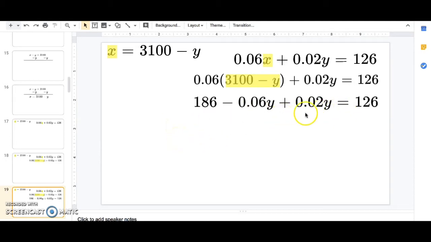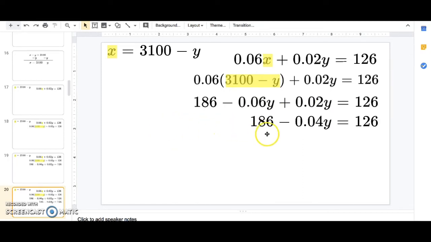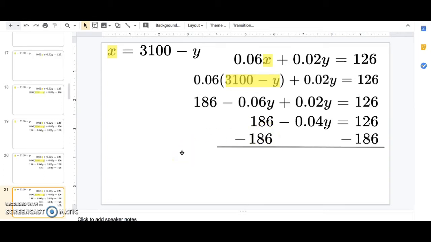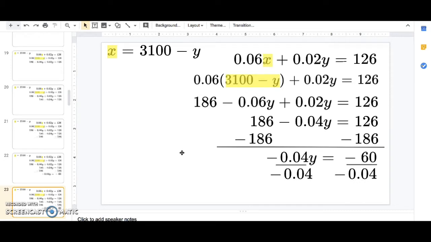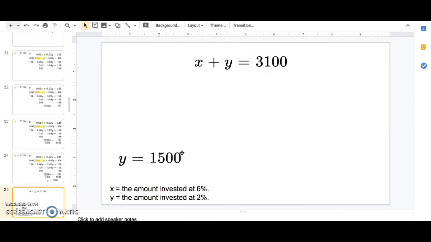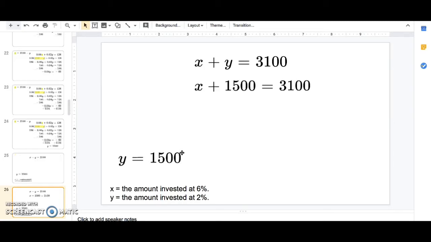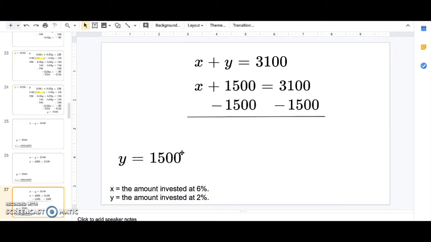Combining my like terms here, I'll have negative 0.04y. So 186 minus 0.04y equals 126. I'll now subtract 186 from both sides, and I'll get negative 0.04y equals negative 60. Divide both sides by negative 0.04, and I'll get y equals 1,500. So now to find x, I will substitute that into my first equation, x plus y equals 3,100. So x plus 1,500 equals 3,100. Subtract 1,500 on both sides, I'll get x equals 1,600.